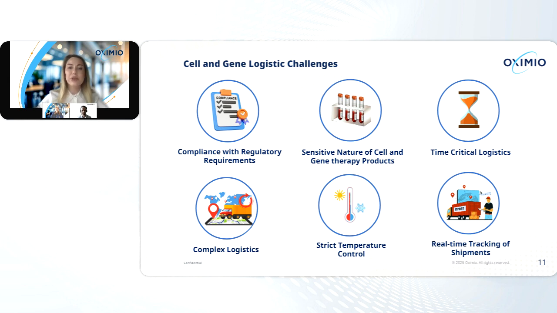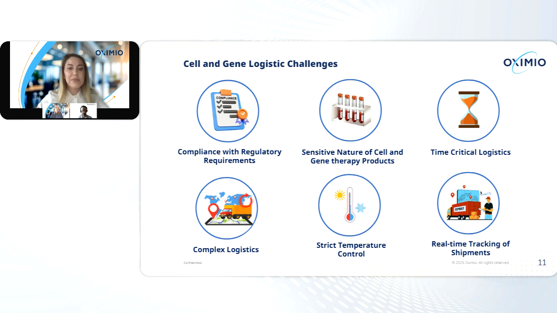Compliance with regulatory requirements. Cell and gene therapies are governed by stringent and evolving regulatory frameworks. Logistics providers must meet global and local standards such as import and export licenses, chain of custody and chain of identity protocols, and region-specific documentation, for example, FDA and EMA requirements. Maintaining compliance at every handover point is critical to ensure product approval and patient safety.